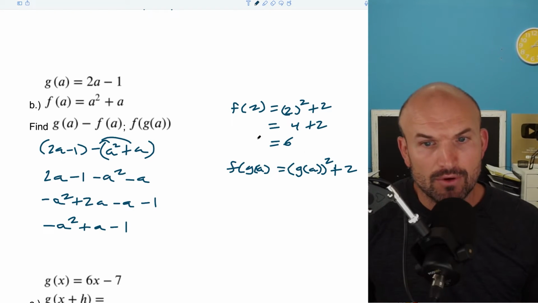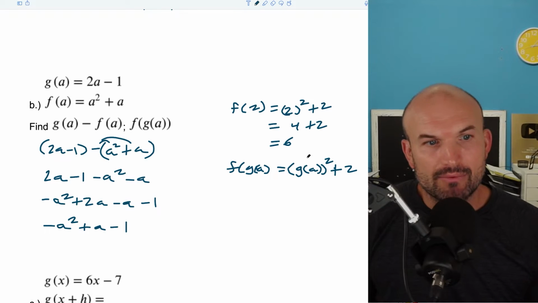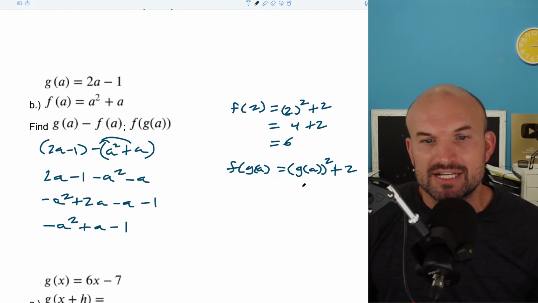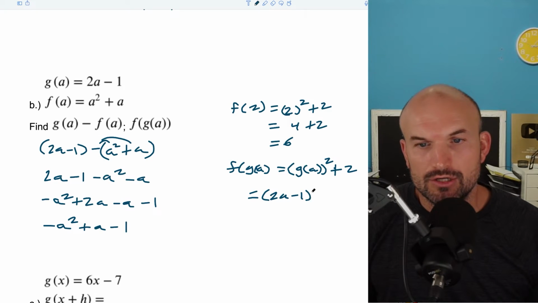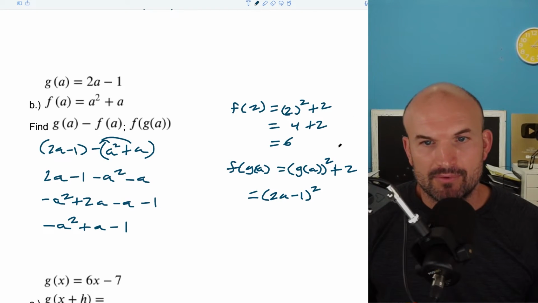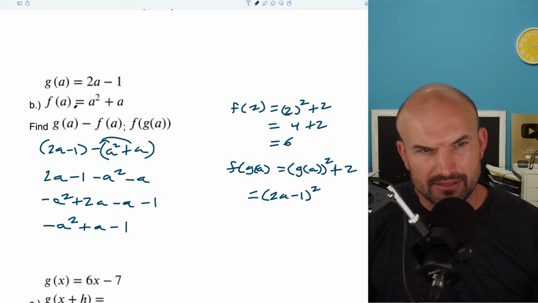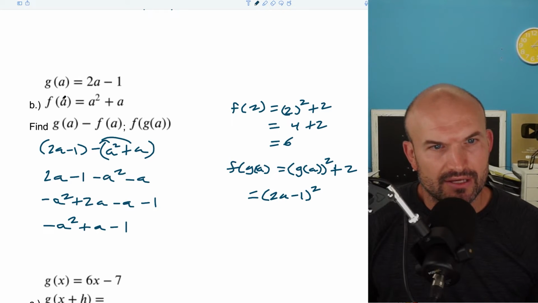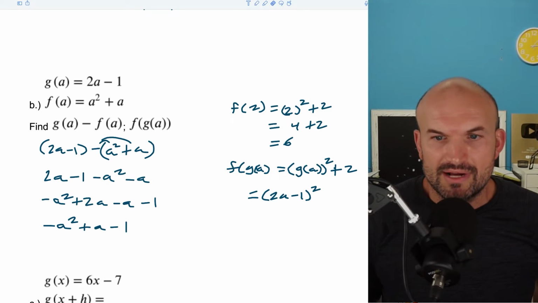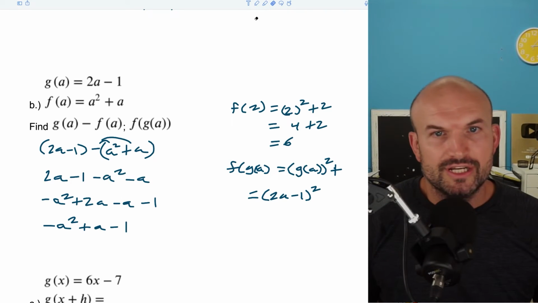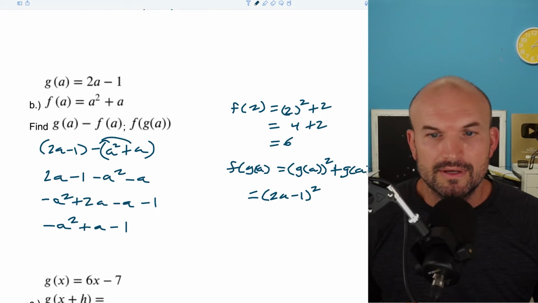Now, the cool thing is, we actually know what g of a is. We are given g of a. g of a is 2a minus 1. So, therefore, that's equal to 2a minus 1 quantity squared, and then we're just going to be adding 2. Or what was this, f of g of a? I'm sorry, that would be incorrect over here. This would be g of a squared plus g of a. There we go. Then plus here is going to be what g of a is, which is 2a minus 1.